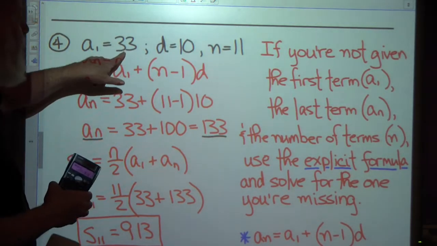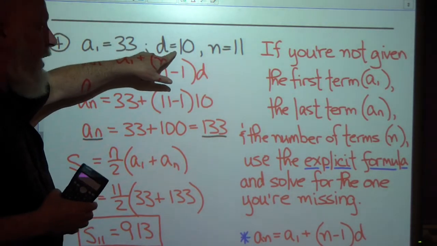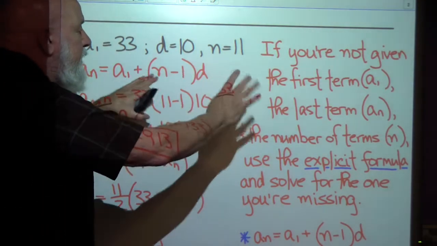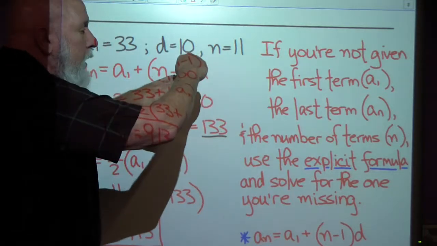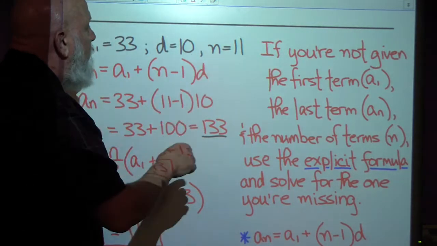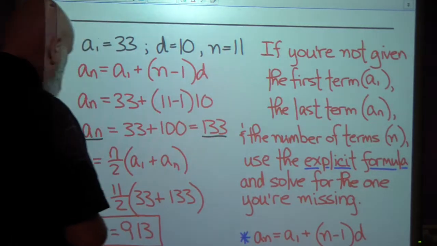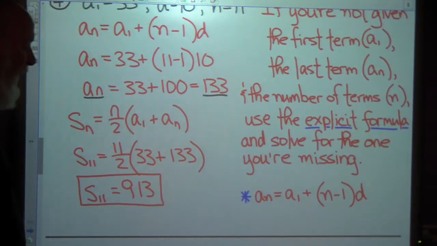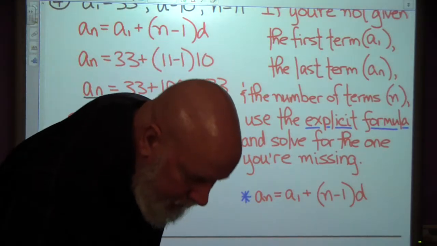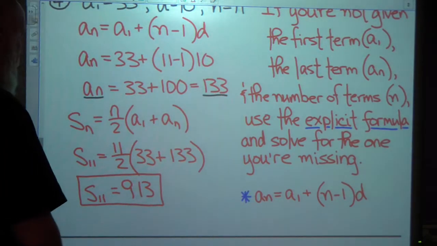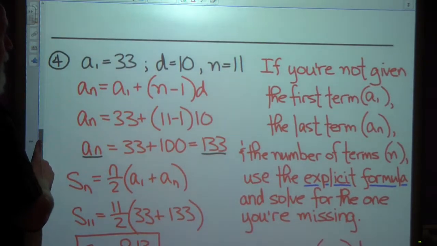The series has a first term of 33. The series has a common difference of 10. That means if you take any two consecutive terms in the series and subtract the one on the left from the one on the right, the difference would always be 10. And there are 11 terms. And those should add up to 913 if I haven't made a mistake. Let me see. Here, yay, I got it right. So hopefully that made sense.